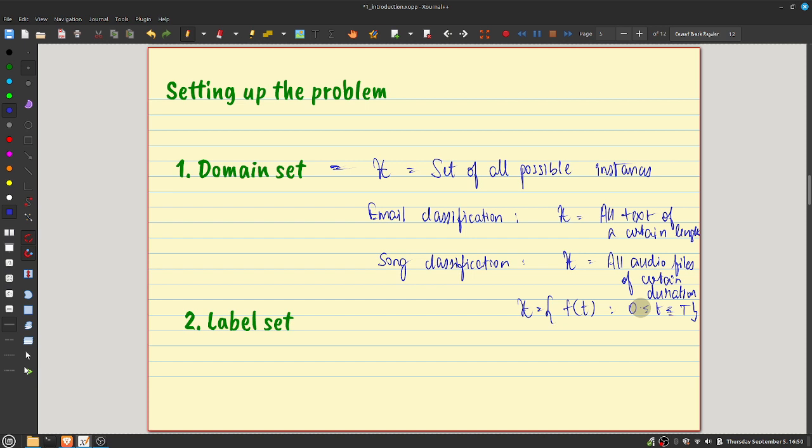In the context of song classification only. But again, this may be too rich a space, because not all of these functions correspond to valid songs. Right? So the class of all possible songs is potentially much smaller than this. But in certain cases, it doesn't matter. We won't care what the actual domain set is, but it's large enough.